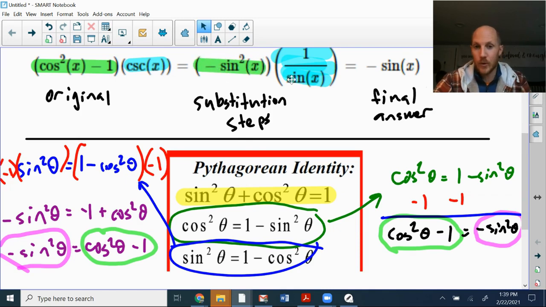And then also made the substitution for cosecant, which is 1 over sine. And sine squared is sine times sine. So I got sine times sine as a numerator with sine as a denominator. So one of those sines in the numerator is going to cancel with the one in the denominator. And I'd be left with just a negative and sine of x. And so that was my final answer.